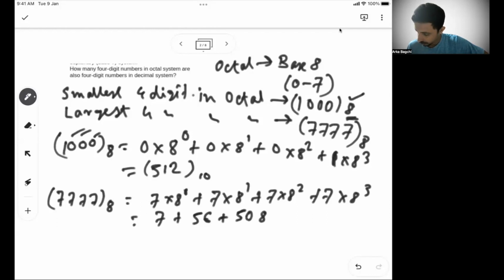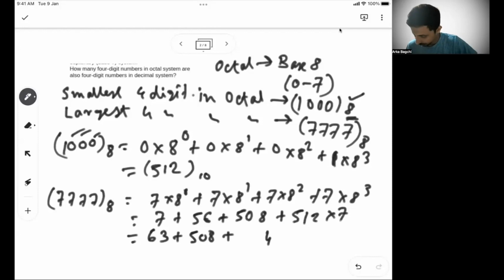And then you have 512 into 7. So this is 63 plus 448 plus 3584. So your answer is 4095. Yes, so this is 4095. Just let me see the sum again.